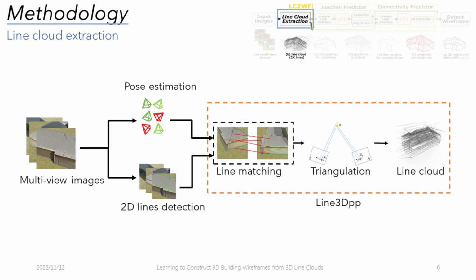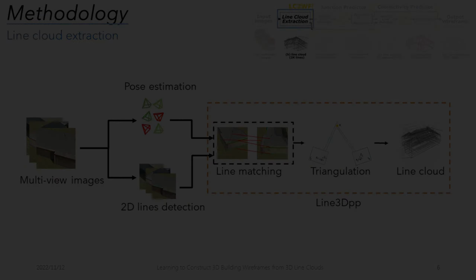Next, I will introduce more details about our method. First, we need to extract a line cloud from multiple images. This process includes pose estimation, 2D line detection, line matching, and triangulation. We directly use existing methods to extract line clouds, such as ELSD for detecting 2D lines and Line3D++ for line-based reconstruction. Other line-based reconstruction methods can also be adopted.